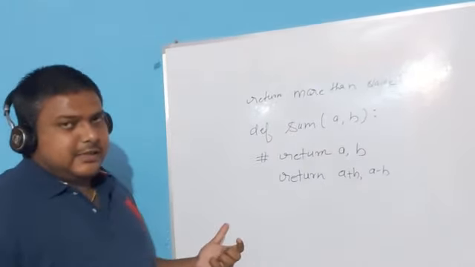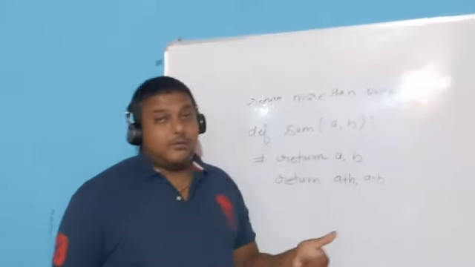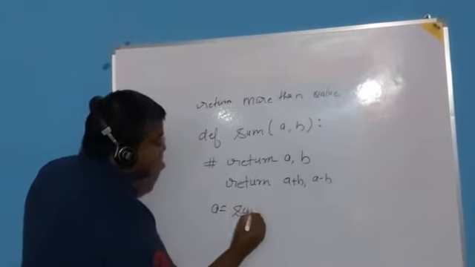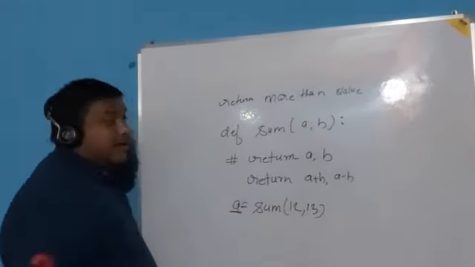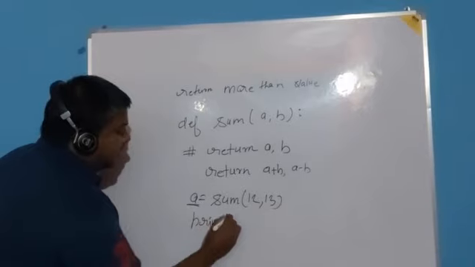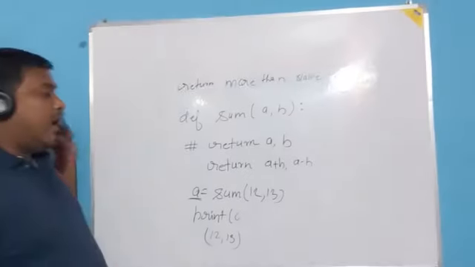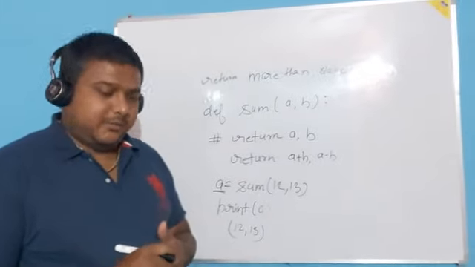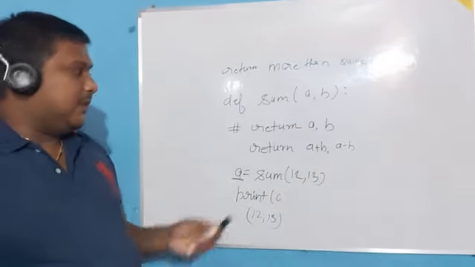The only change is that all these values will be returned from the function in the form of a tuple. That means where you call it, here A is equal to sum 12 comma 13, this variable will be treated like a tuple. That means if you display print A, the output will come as 12 comma 13 in the form of brackets, because if from the function you return more than one value, it returns in the form of a tuple. So this is a way to return more than one value from the function by using return.